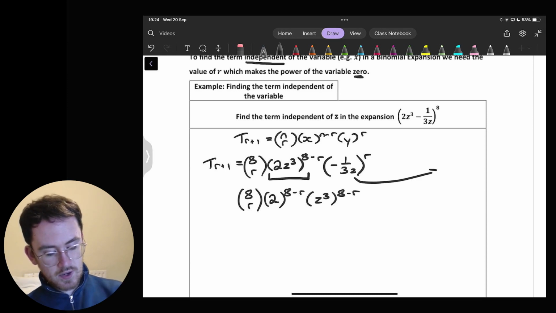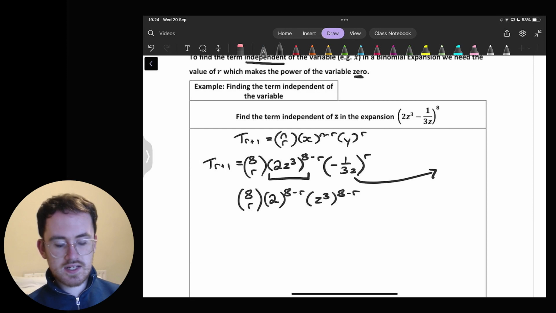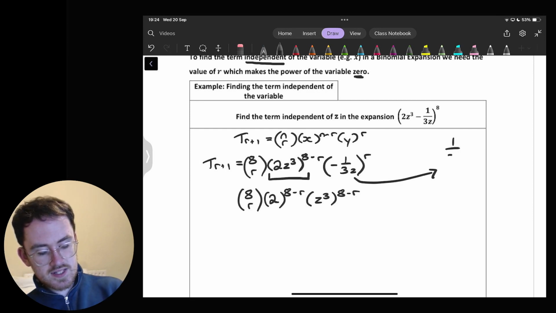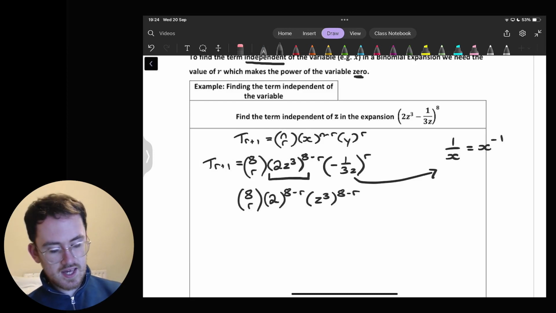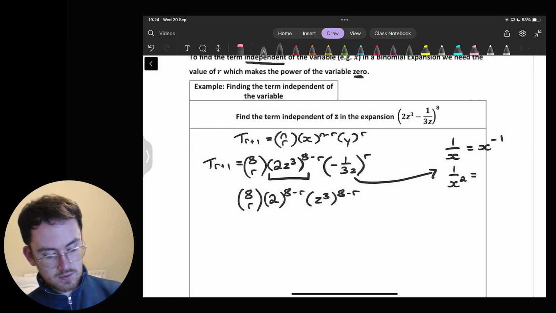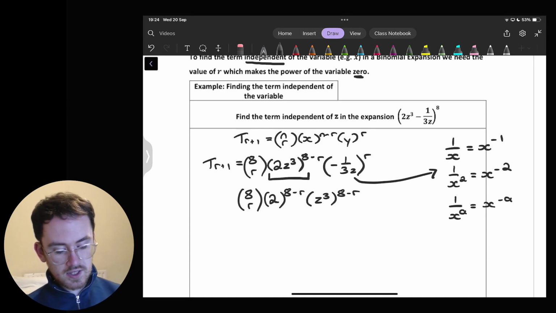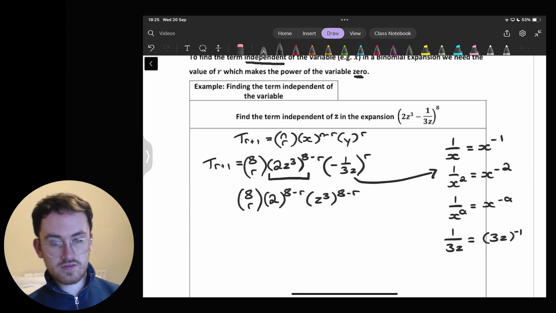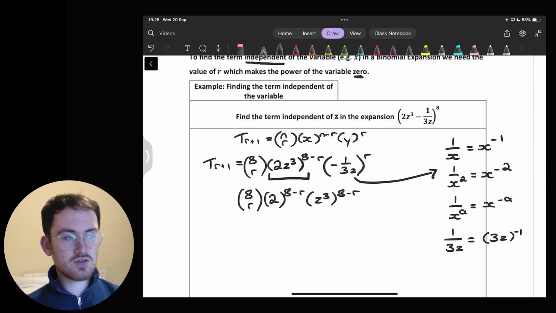Now to consider this little part, again we have to think back to our indice rules. And one rule that we may have forgotten is if we have something like 1 over x, that is the same as x to the power of minus 1. If I had 1 over x squared, that would be the same as x to the power of minus 2. And our general rule then is if it's something like 1 over x to the power of a, that is x to the power of minus a. So looking at the question we have here, if I have 1 over 3z, that's going to be the same as 3z to the power of minus 1 there. It's going to be the same as 3z all to the power of minus 1.